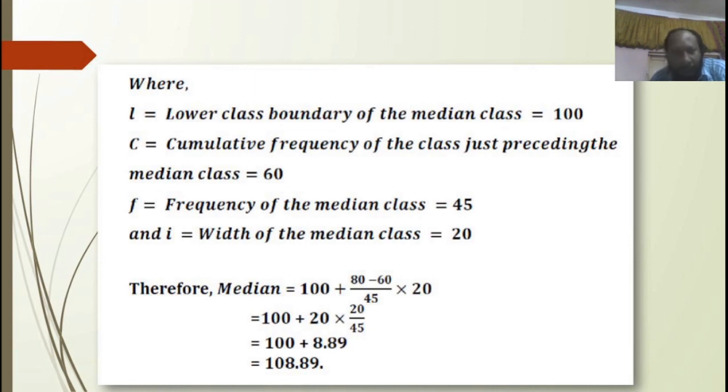Therefore, median is equal to 100 plus ((80 minus 60) by 45) into 20. So it is equal to 100 plus (20 into 20) by 45, which is equal to 100 plus 8.89, that is equal to 108.89. This is the median of the grouped frequency distribution for continuous series.